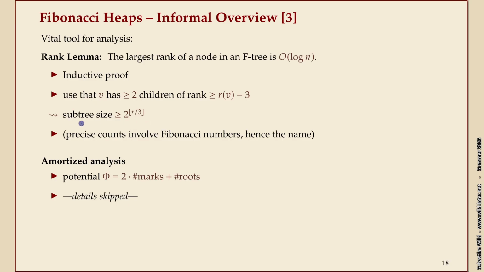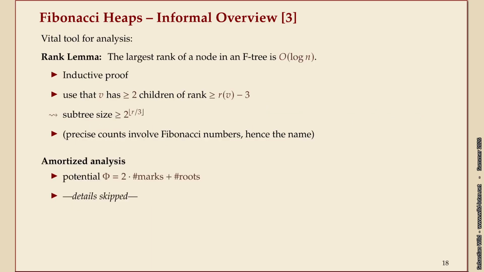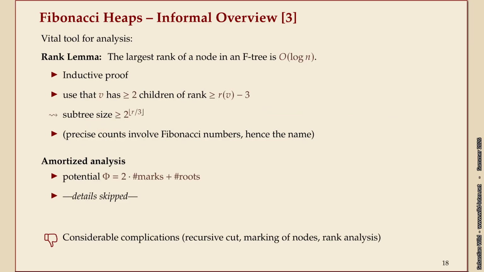If you want, you can make this more precise, and that's where the name comes from, because the precise size bounds involve Fibonacci numbers. And then for the amortized analysis, you pick this magic potential, which is 2 times the total number of marked nodes in the data structure. Remember, these were those that had a rank that is bigger than its degree by 1. Plus the number of roots, so the number of trees in the overall data structure. And you can show that with that potential, everything goes through, but in particular, the analysis of decrease key is rather messy. So I'm not going to do it. If you want to look it up, be my guest.